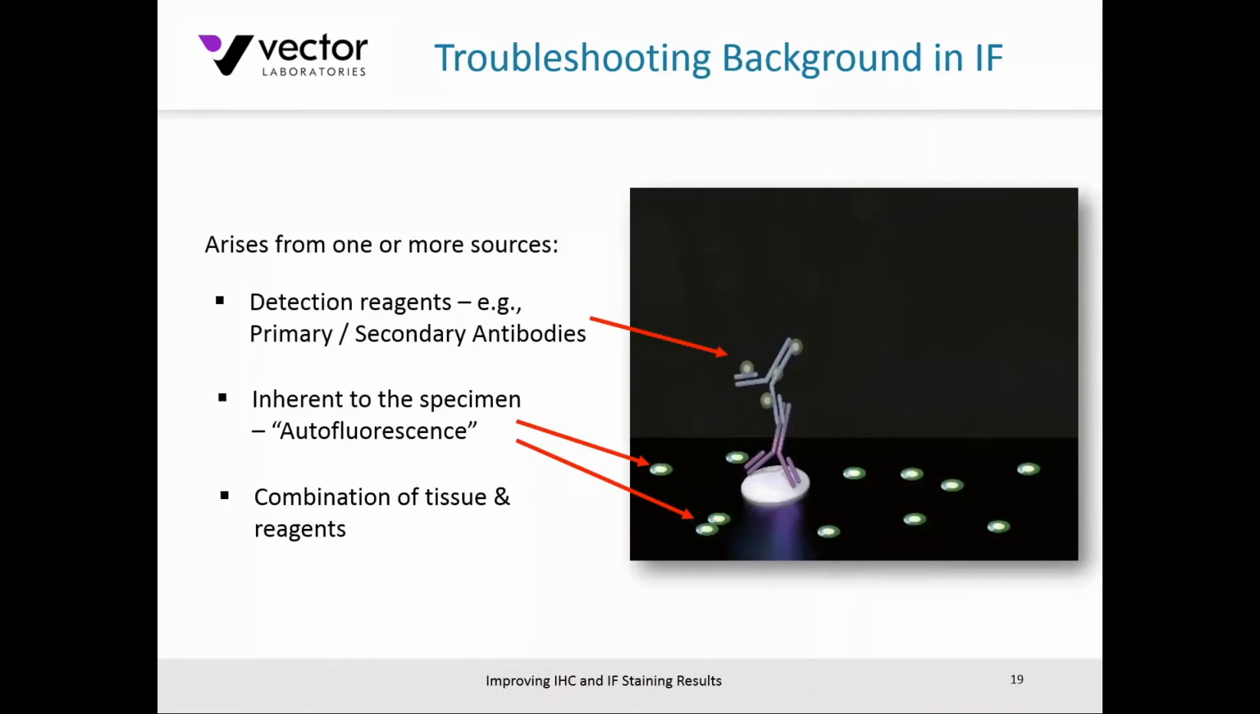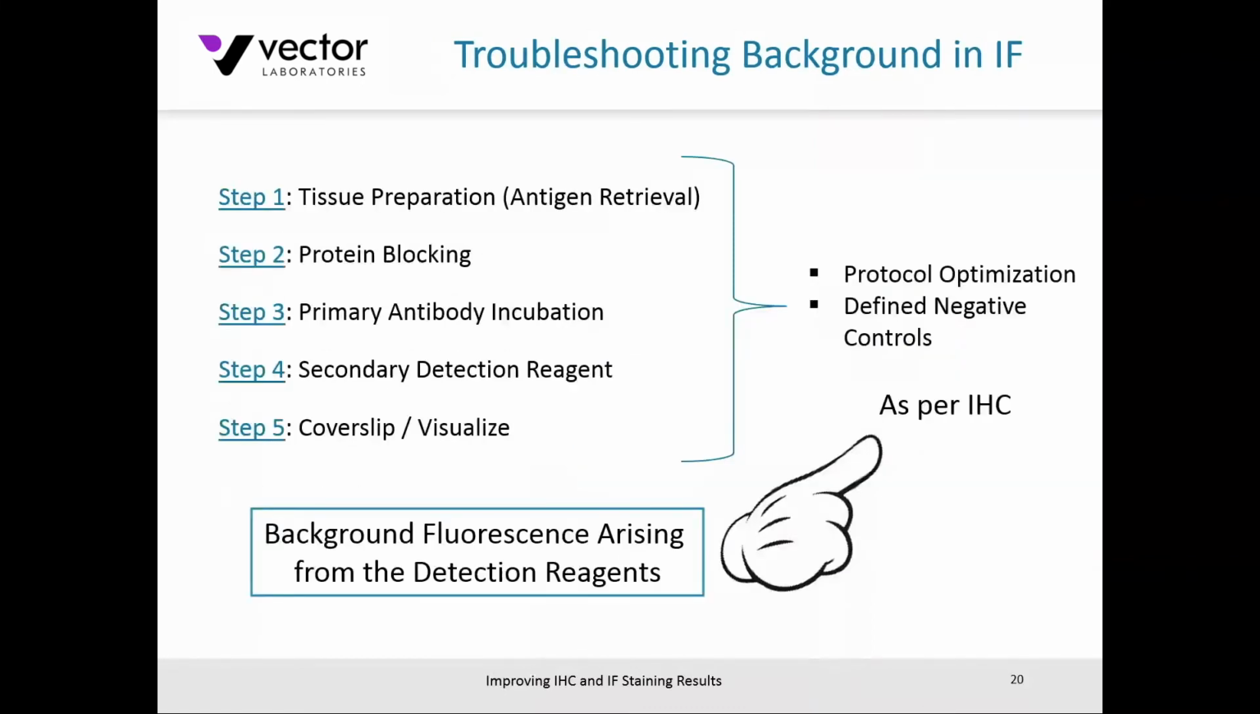Okay, let's pivot now over to immunofluorescence. Certainly background is something that also does happen in immunofluorescence, and it may be arising much the same as in immunohistochemistry, from the detection reagents. It might be endogenous to the tissue, or a combination of both. Let's revisit this particular workflow we looked at for immunohistochemistry. It's a little different from immunofluorescence, obviously using not enzyme-based reagents, but a fluorophore. But certainly it presents the same sort of approach to do these defined negative controls.